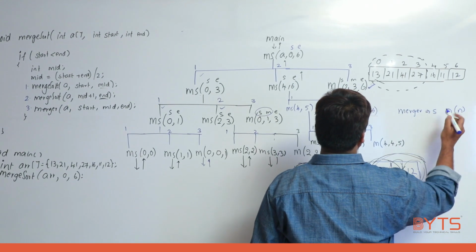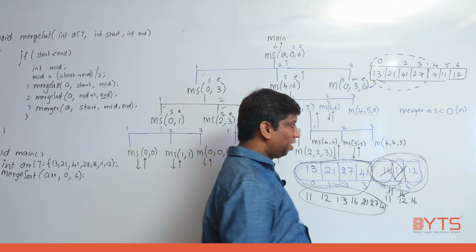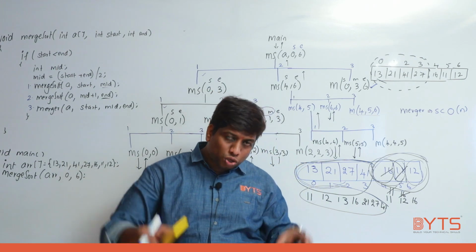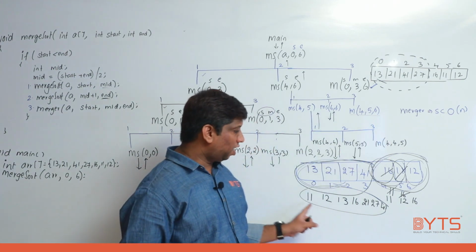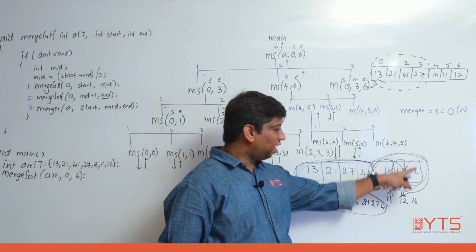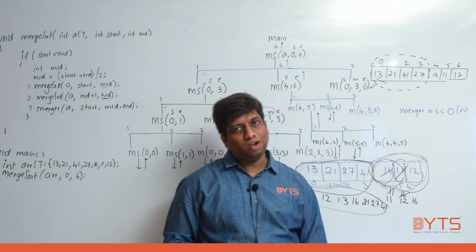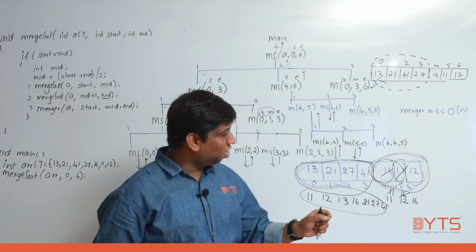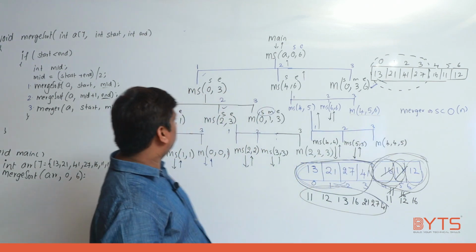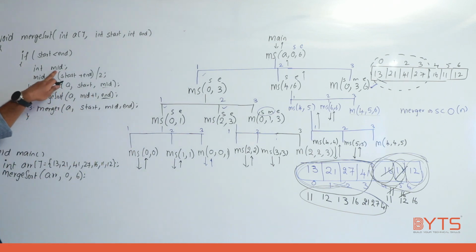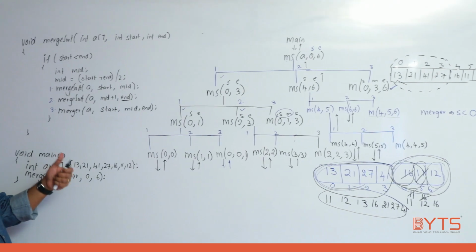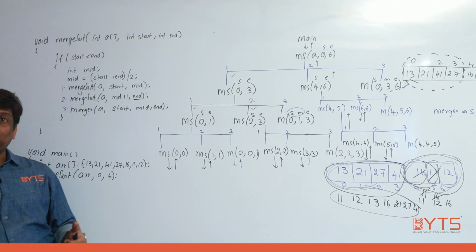Why is merge taking space complexity as O of n? Because it is creating two arrays. The size of the two arrays together will be O of n. If the first array has 4 elements and the second array has 3 elements, the total size will be 7 elements. So the space complexity of the merge algorithm will be O of n. Now in merge sort, I only took one mid variable. So strictly speaking, it doesn't take any memory, but due to recursion, stack is taken.